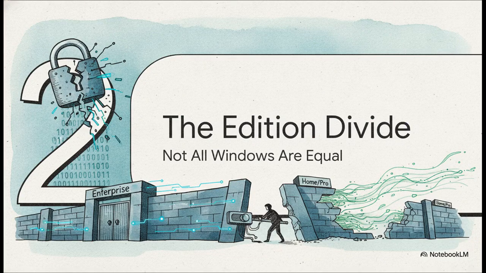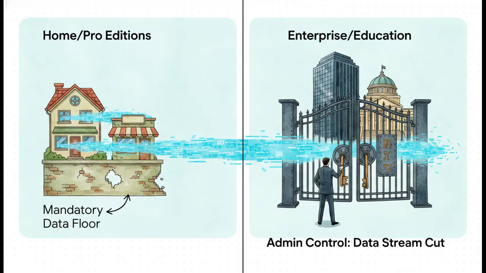Section 2. The edition divide. Not all Windows are created equal. So if the settings toggle doesn't stop the required data, what does? Well, it turns out your power to control this flow is strictly partitioned by your OS version. Looking at the left, Home and Pro editions are policy limited. They enforce a mandatory required data floor for consumer and small business editions to make sure Microsoft keeps getting consistent product health signals. You literally cannot fully extinguish telemetry natively here.